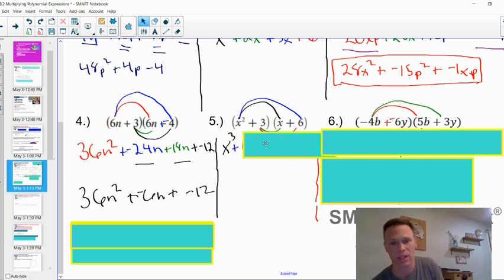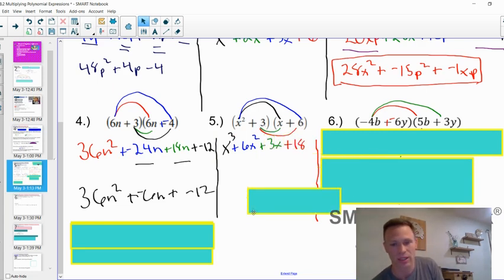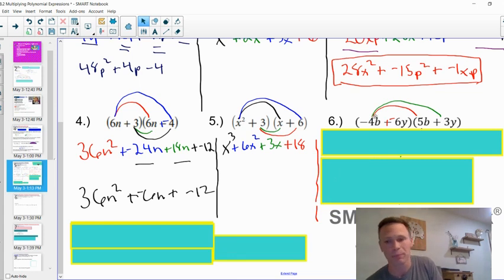x squared times 6x is 6x squared. 3 times x is 3x, and then 3 times 6 is 18. Nothing can be simplified there.